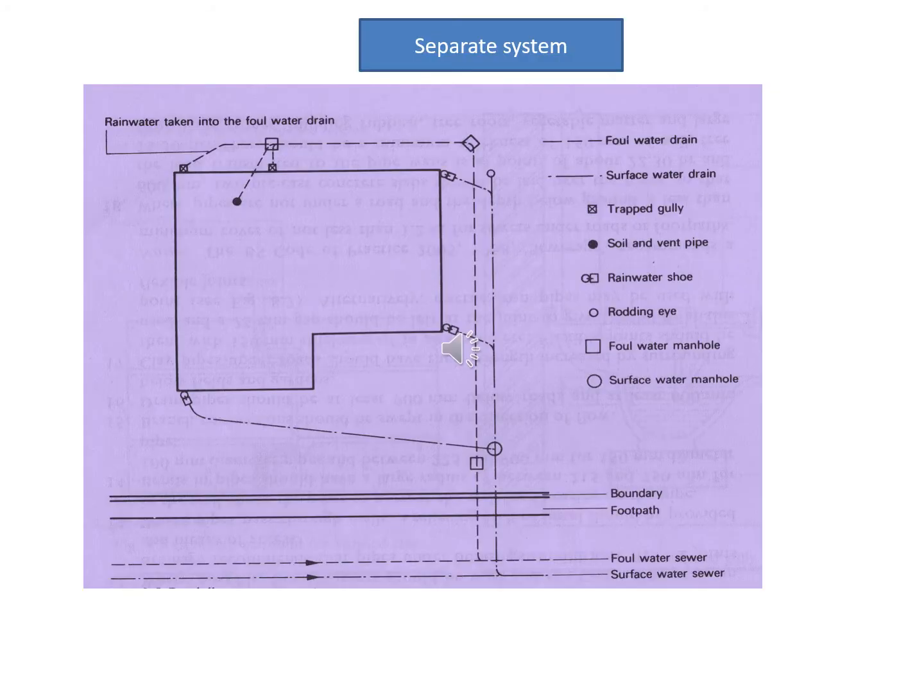As can be seen from the diagram, the foul water discharge from water closet, basin, sink or bathtub will be conveyed by foul water drain to foul water sewer. Meanwhile, the rainwater or surface water from roof and areas is conveyed by surface water drain to surface water sewer separately.